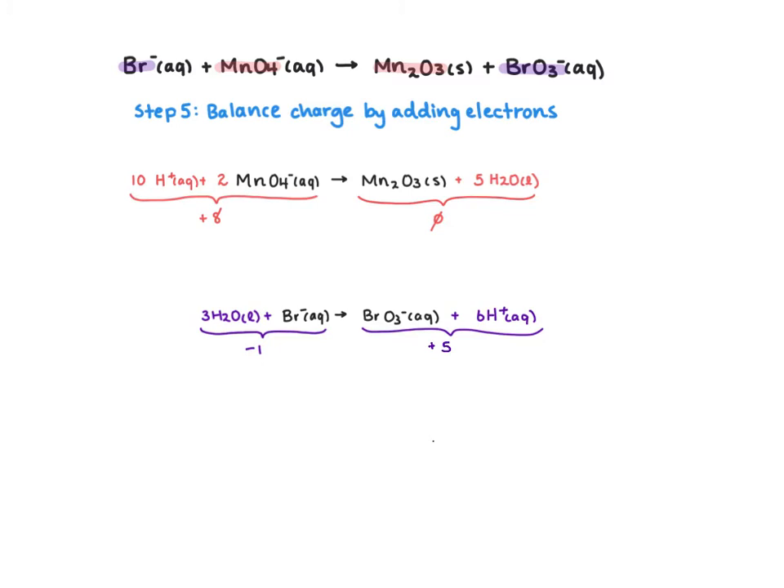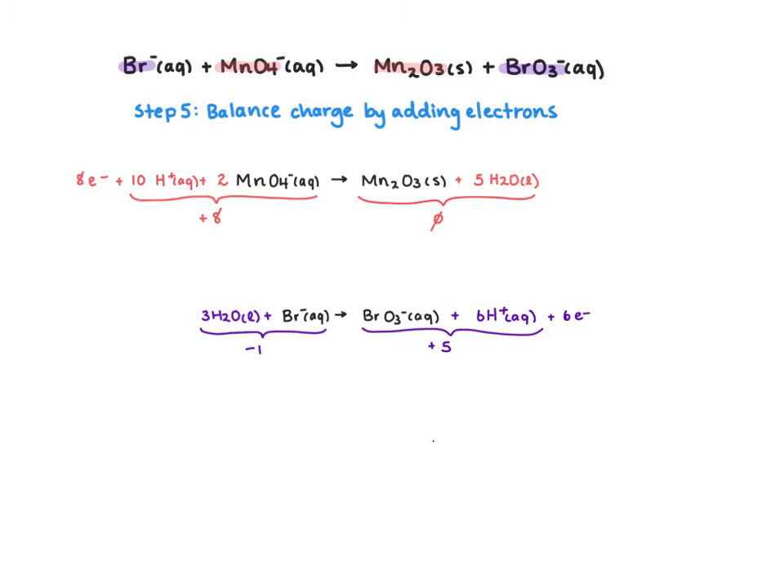And we're always going to add electrons to the more positive side because electrons have a negative charge. So we're going to add 8 electrons to our manganese reaction. Now we have an overall charge of 0, which matches this charge of 0. And we're going to add 6 electrons to our product here, because now we have an overall charge of -1 to match this overall charge of -1. So we have balanced our two half reactions.